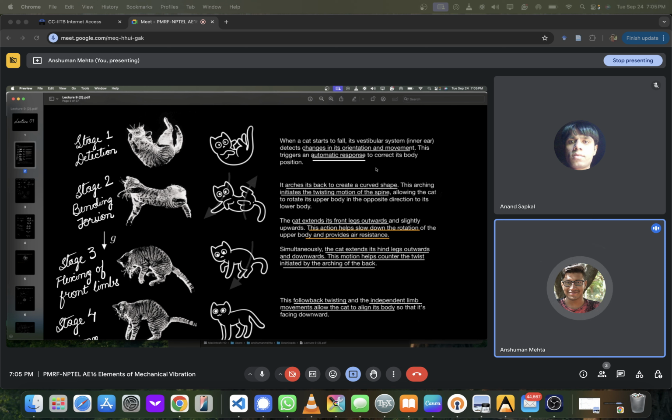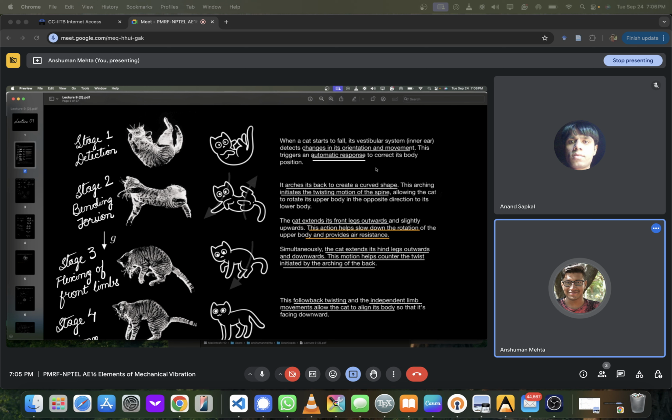Now stage 2 is where it arcs its back. As you can see, it makes a curvature. So it's an arcing of the back, and this arcing initiates the twisting movement. Now you see in this infographic as well as the real photo, it's not exactly the same, and obviously the cat expressions are different, but you can see how the body changes its orientation.